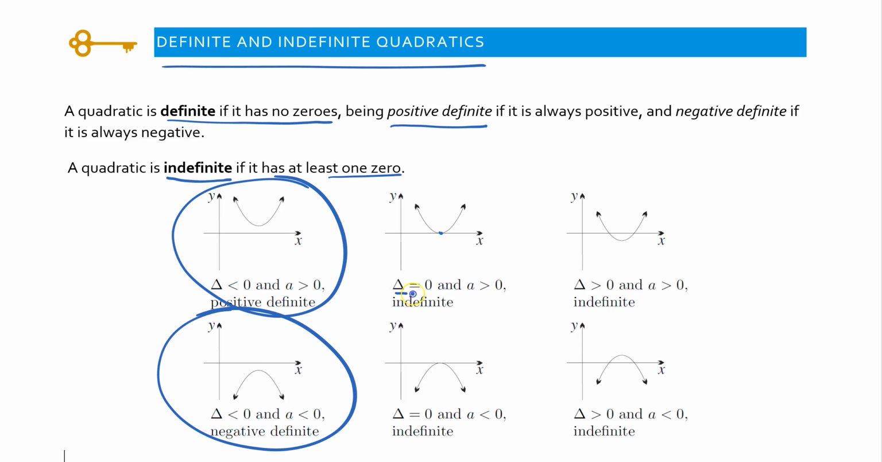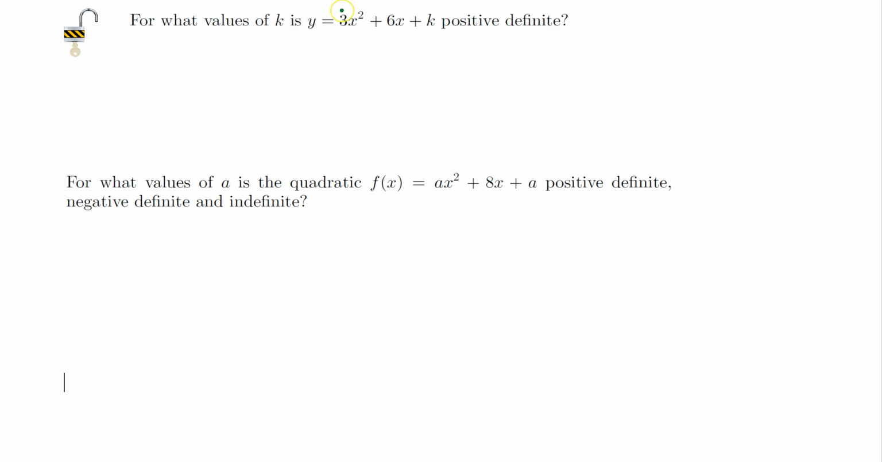So if we have one root but a is greater than 0, it's indefinite. If we have one root and a is less than 0, it's still indefinite. And if the discriminant is greater than 0, then again, regardless of the value of a, it's indefinite. So this, as I said, is really just a matter of terminology. So let's have a look at what this looks like in problems.